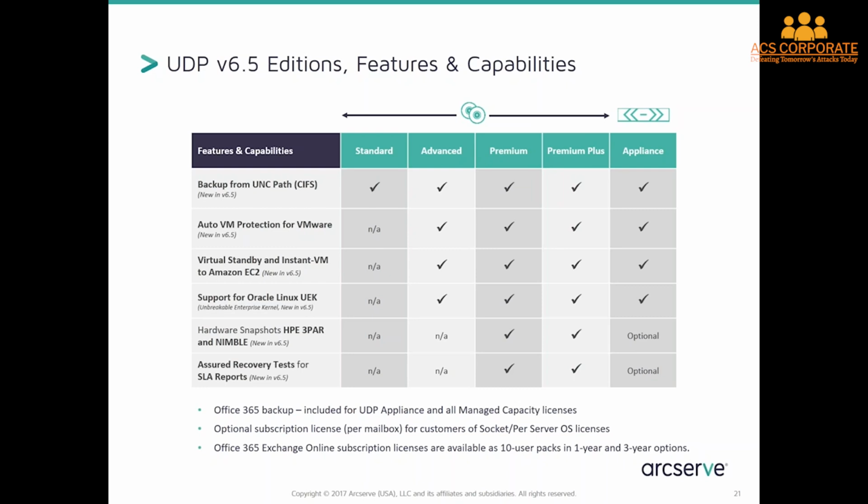The ability to do that automated testing comes in at the Premium level. So if you have an appliance and you want to do that assured recovery testing, that's fine. We can upgrade the appliance to Premium Edition as well. I did touch on before for Office 365, if you have a capacity license, it's included. Otherwise, we have subscription licenses, and they're available in 10 user packs in 1 year and 3 year subscription options.